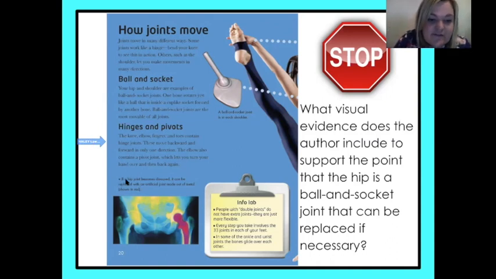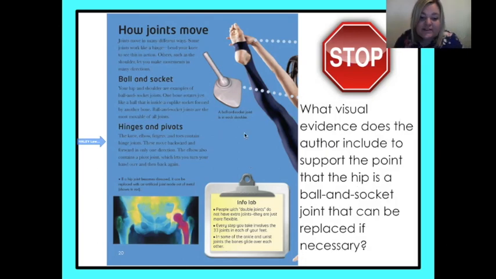Down here it says if a hip joint becomes diseased, it can be replaced with an artificial joint made out of metal. A ball and socket joint is in each shoulder. So we're going to see that in the next picture. And then our info lab over here says people with double joints do not have extra joints. They are just more flexible. Every step you take involves the 33 joints in each of your feet. In some of the ankle and wrist joints, the bone glides over each.